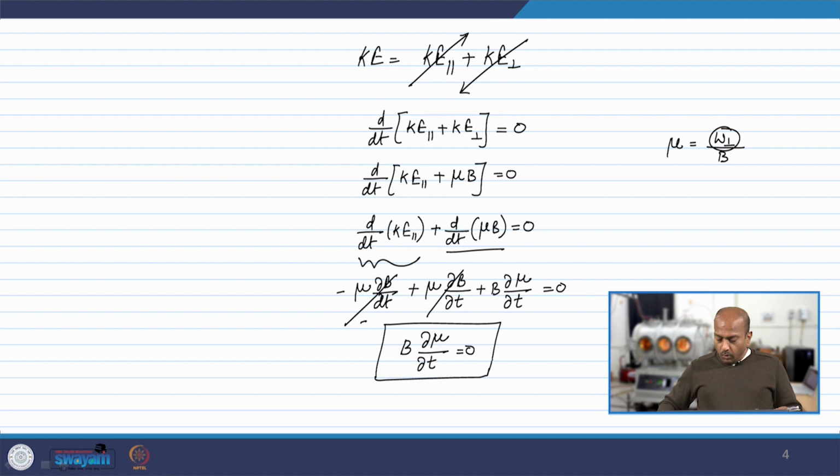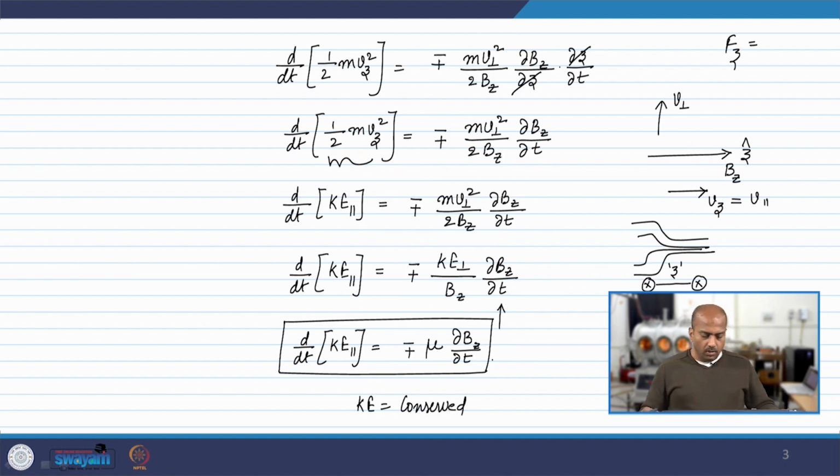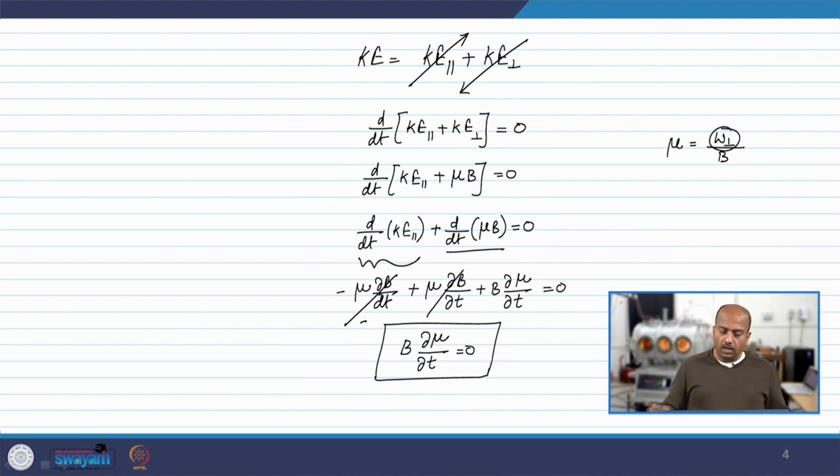If you are just wondering what did I do? The rate of change of parallel kinetic energy is equal to the magnetic moment multiplied by the rate of change of the magnetic field, with a minus. So that I have used here, and d by dt of mu B, using the chain rule, I have expanded this, got these two terms, and it so happens that this term gets cancelled with the first term that is appearing as a result of the chain rule.